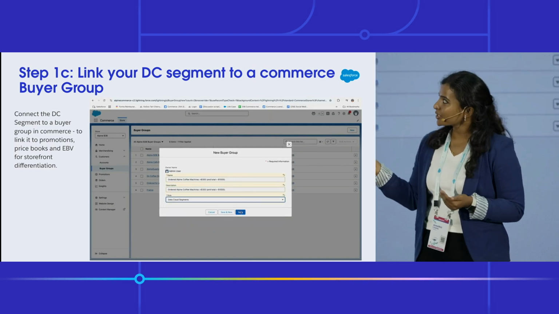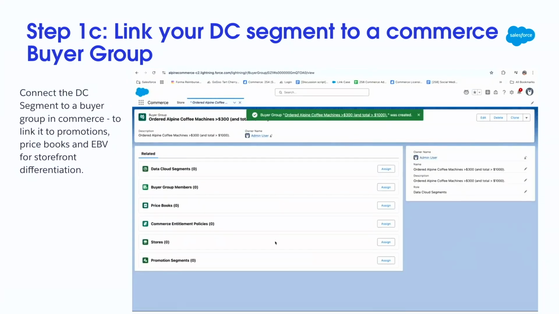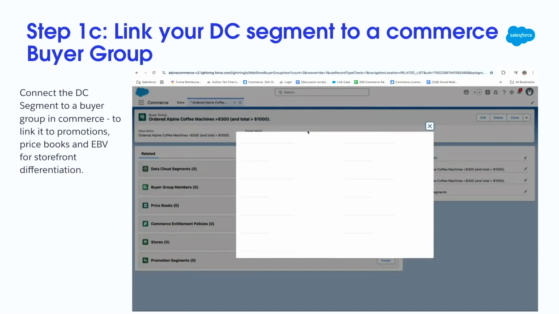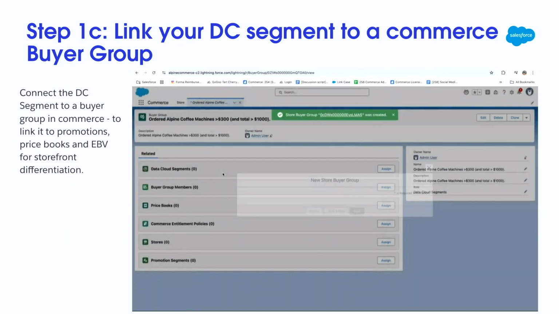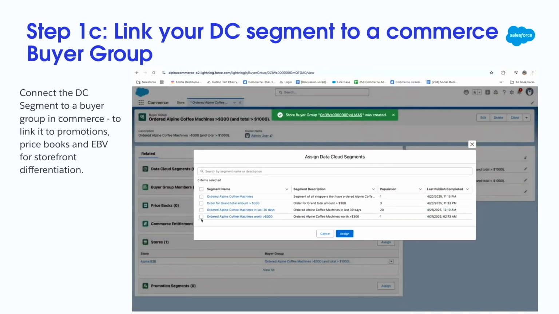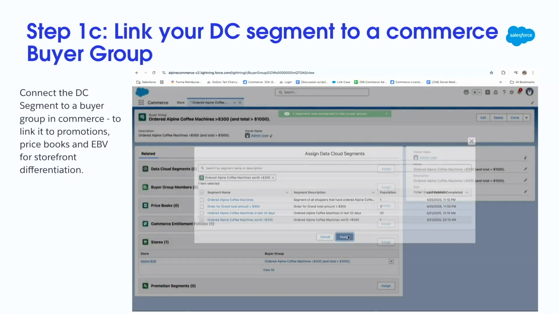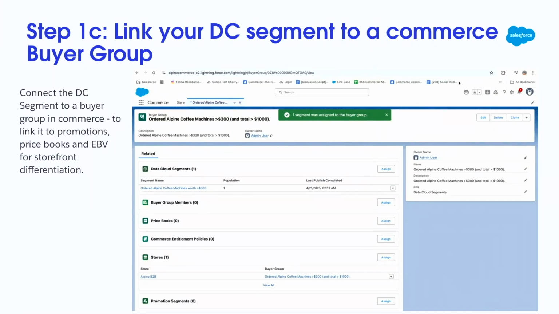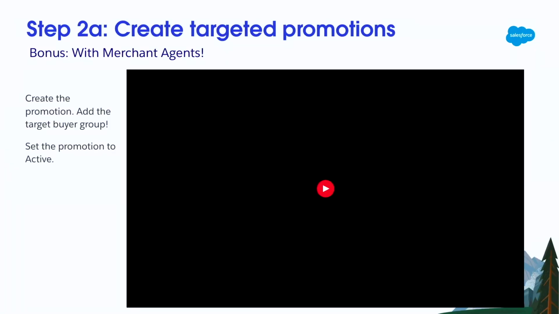So now she navigates back to B2B commerce and selects a new buyer group, which is of the type Data Cloud based buyer group. Always remember that a buyer group should always be associated with a store. So she makes sure to associate the buyer group with her store, which is Alpine B2B, and then selects that the buyer group has to be associated with the Data Cloud segment that she just created. So that was ordered Alpine coffee machines worth at least $300. Perfect. Now that she's assigned that segment to her buyer group, she's all set to define the personalization experiences.